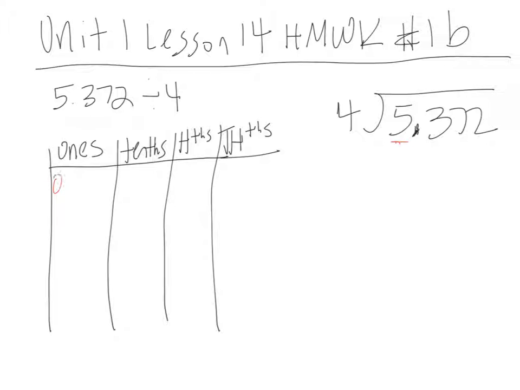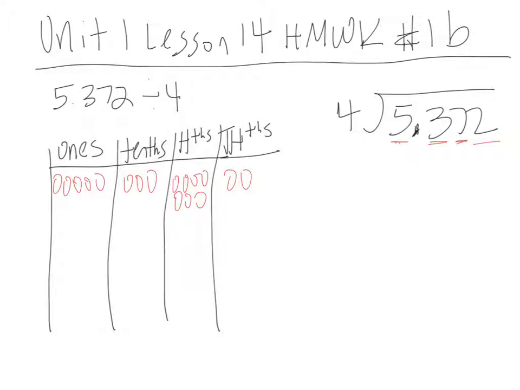ones on the place value chart, 5 ones. I have to put my tenths, 3 tenths, on the place value chart. I have to put my hundredths, 7 of them, on the place value chart, and then 2 thousandths. So now I can do my dividing.